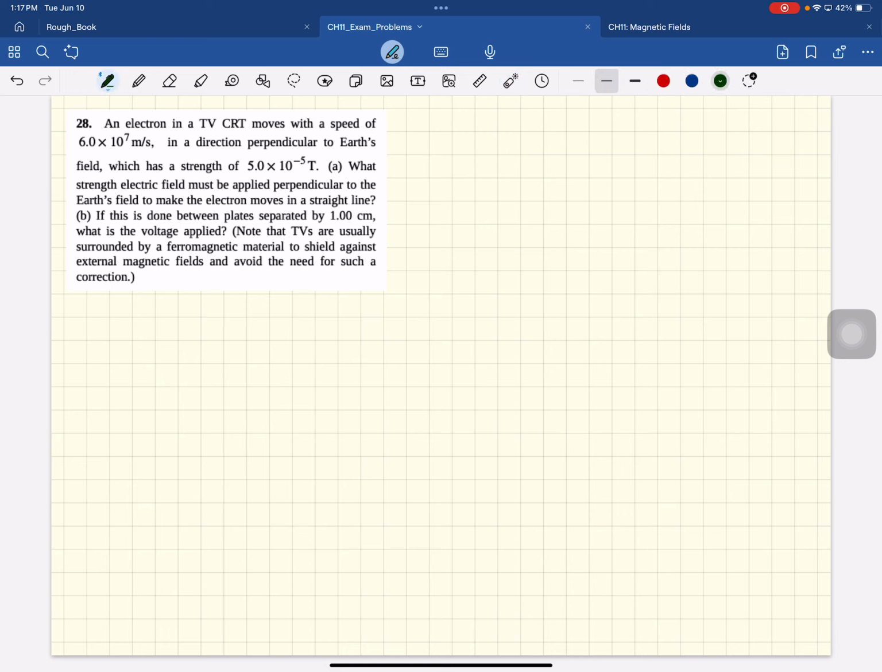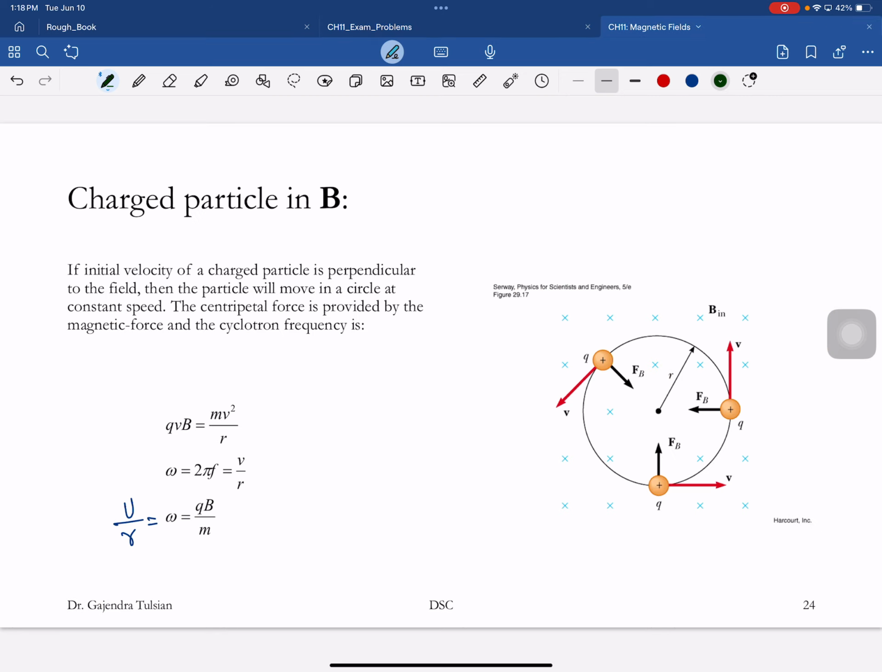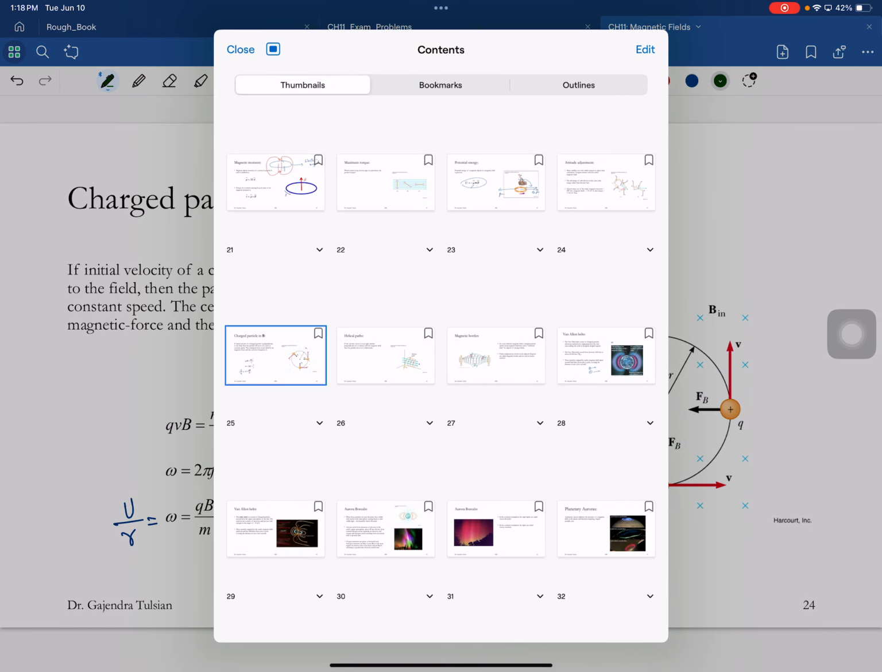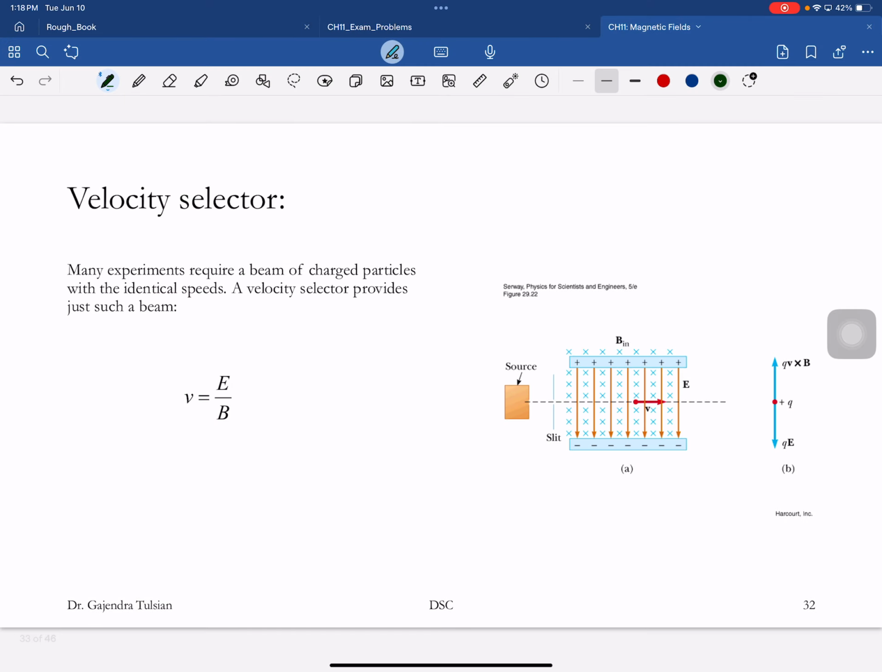Okay, so this is a velocity selector, and you saw that in a velocity selector you want the electric field and magnetic field to be perpendicular to each other. And the velocity is E by B, the velocity of the particle that comes off. Okay, so there's the velocity selector. And only particles of this velocity given by that go undeflected.